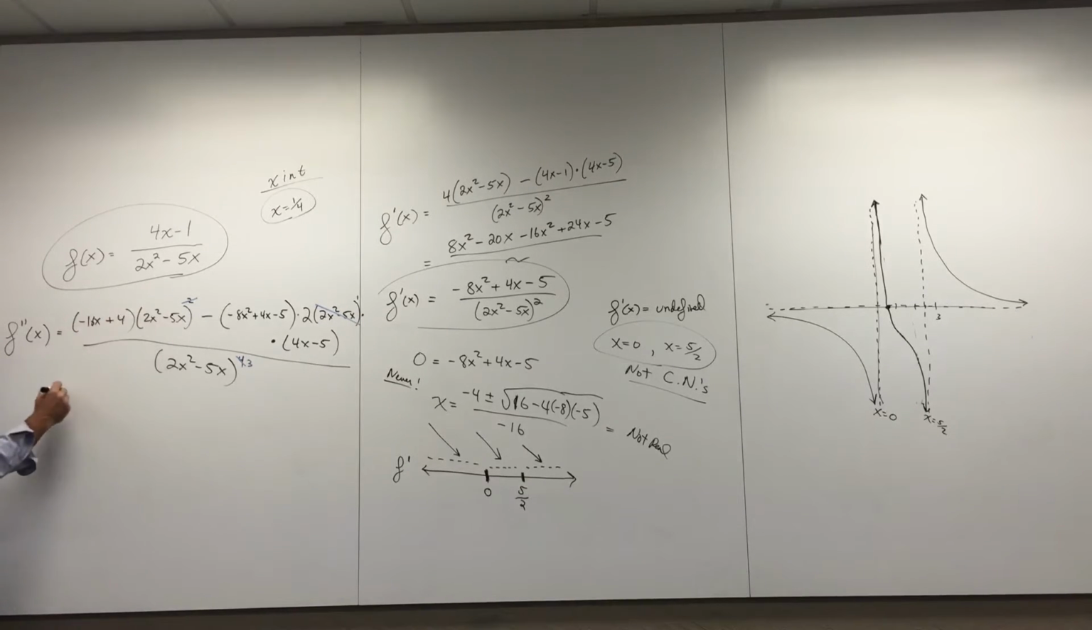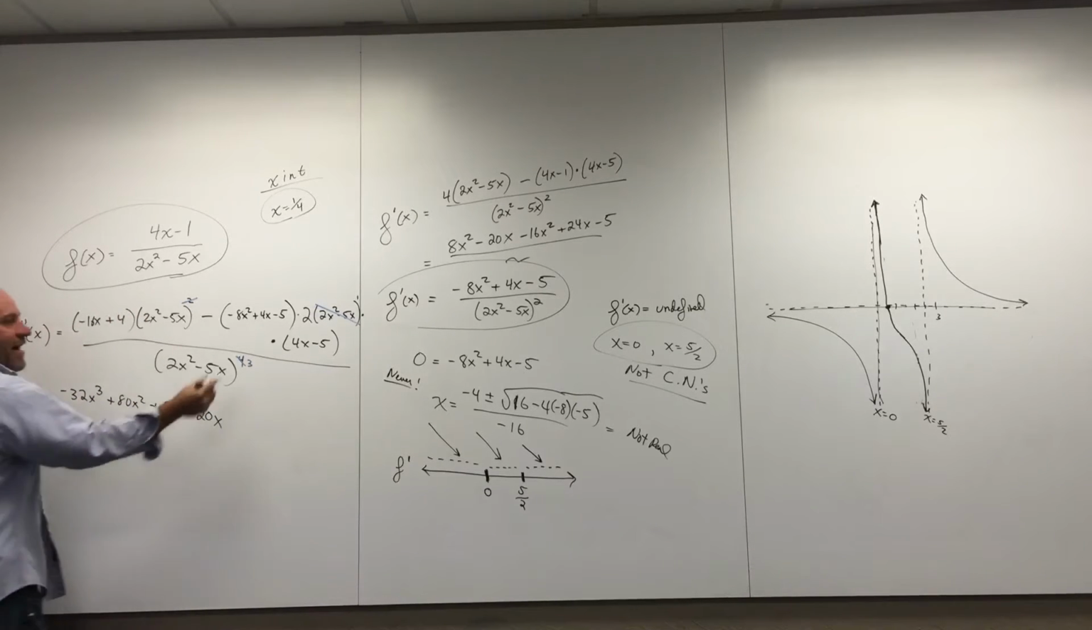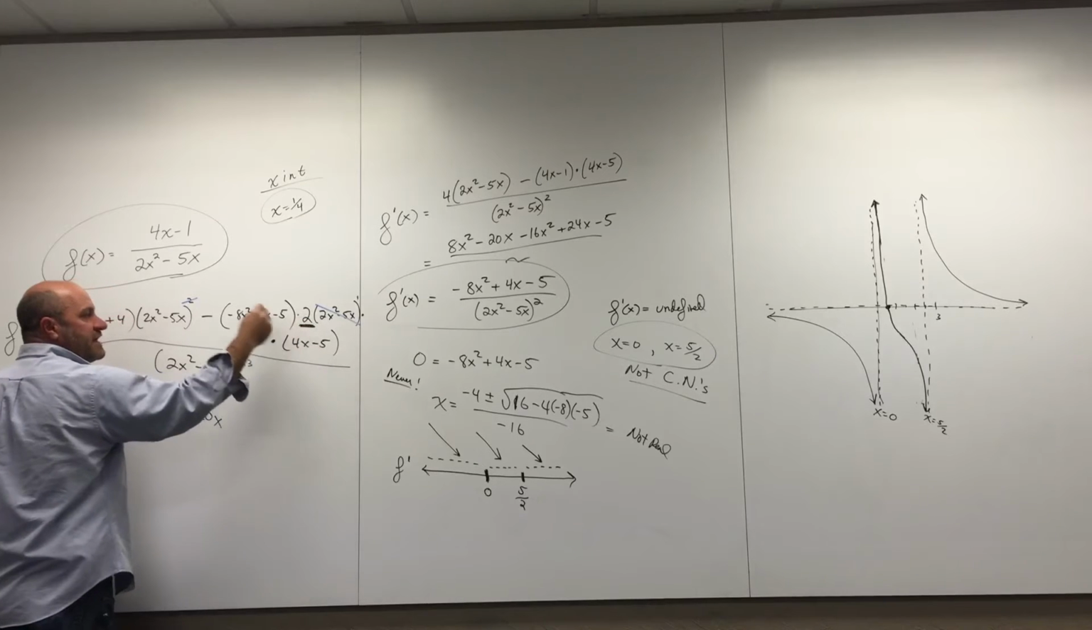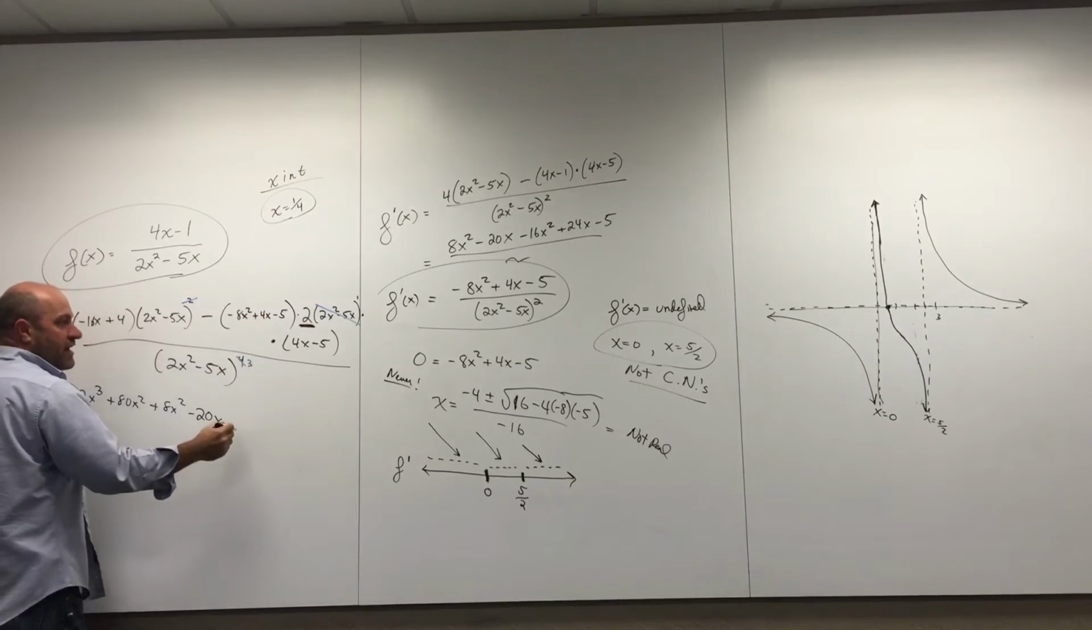All right. Negative 32x cubed. I'm distributing this. Positive 80x squared plus 8x squared. Did I do this right? Help me out. Negative 20x. Okay, I just foiled that out. Now I got to foil this out. See this? And, oh my God, it's got a 2. It's got this, and a negative sign. I'm going to foil it all out. You ready?